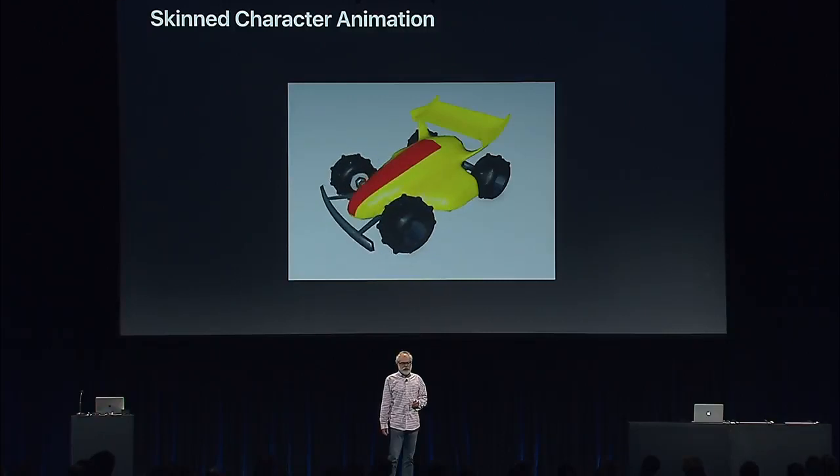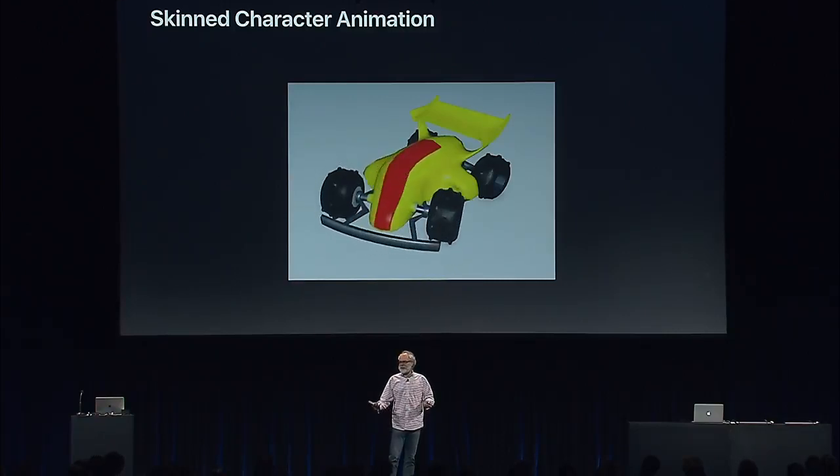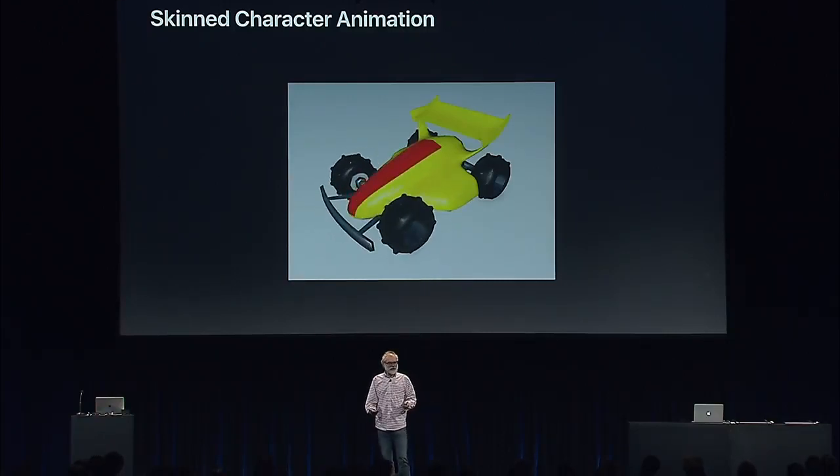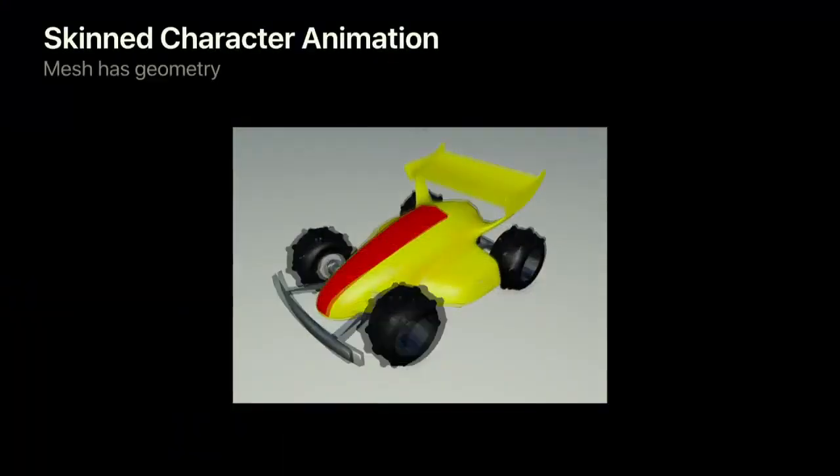We're going to just take a little car here. And he's a cartoon car, apparently. We're going to make him able to wiggle his nose and otherwise animate. So as we've seen before, the mesh is going to have geometry and all the same sorts of buffers and things that we've already talked about.